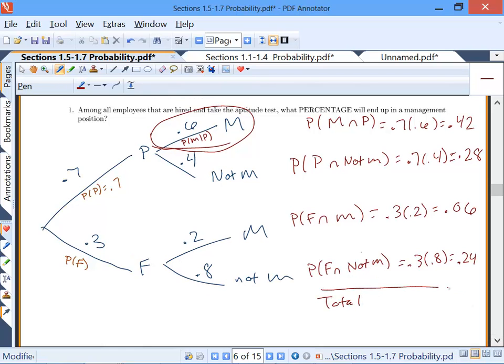What is the total if I add all of these up? Anyone checking on their calculator? It is going to be 1. If you draw your tree correctly, then when you find the probability of all the intersections and add them up, you should get 1.